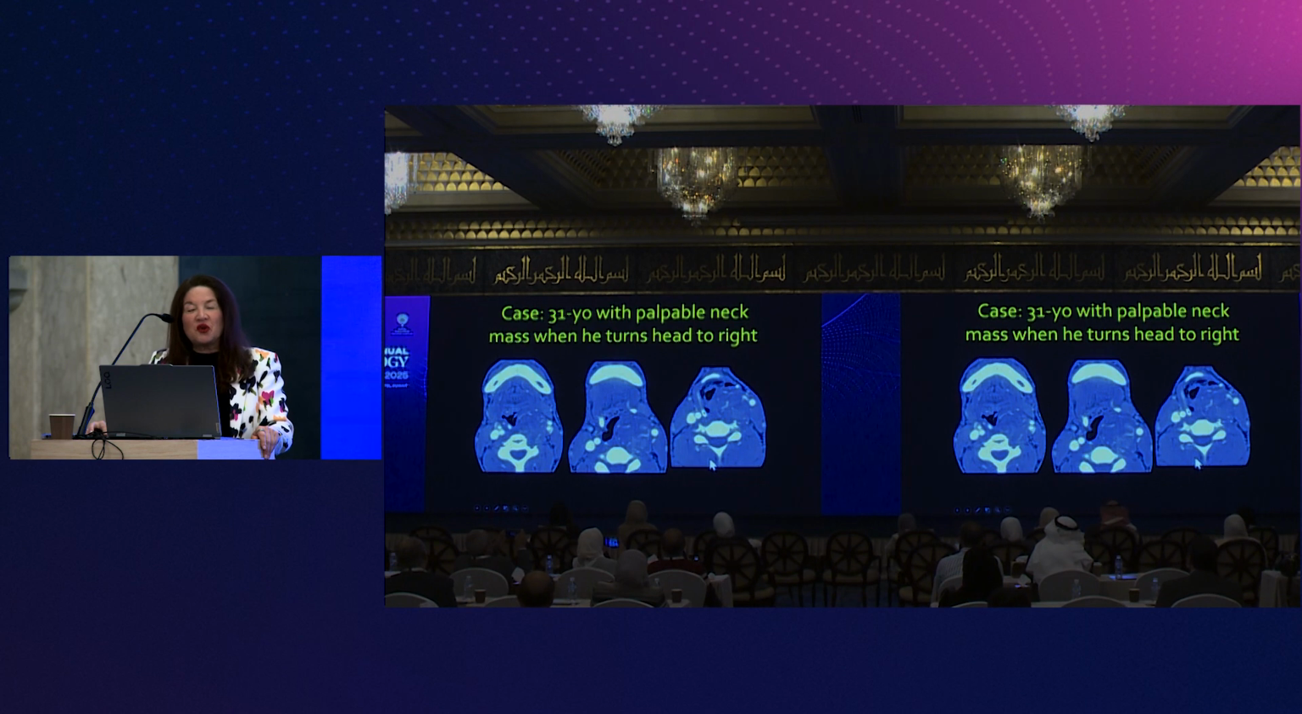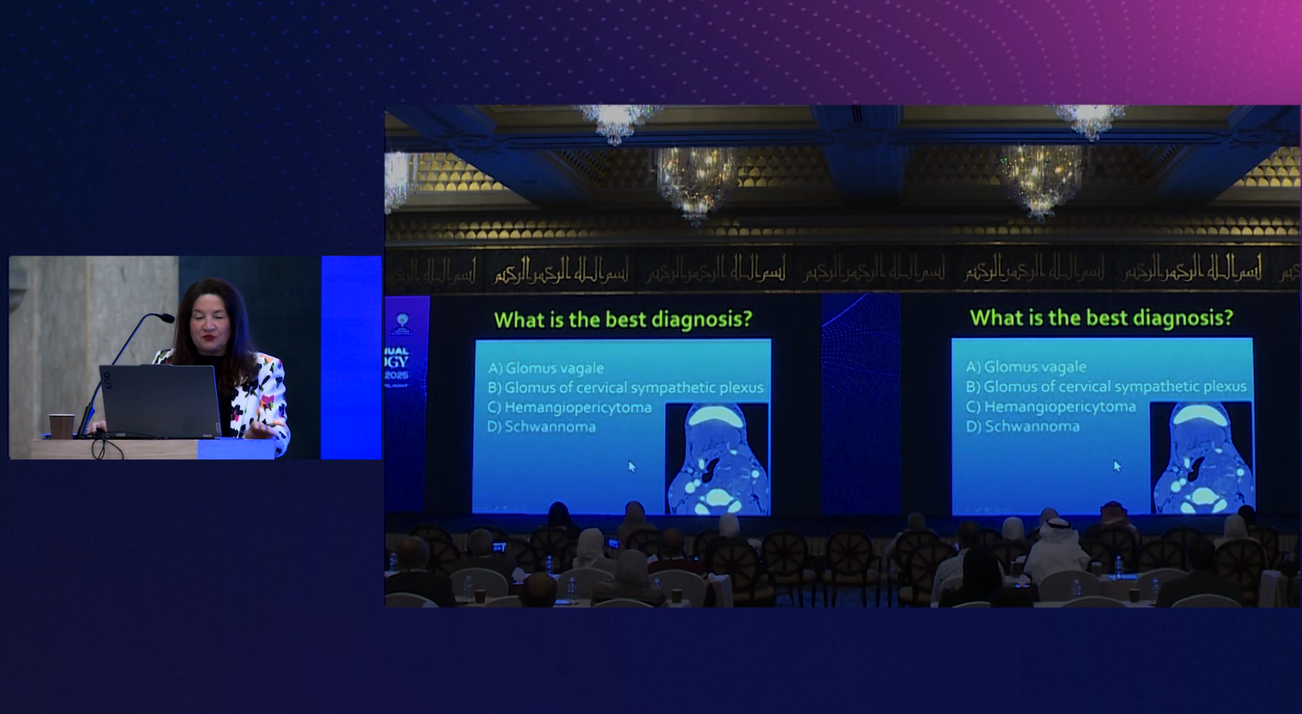Okay, this is a 31-year-old that came in with a palpable neck mass when he turned his head to the right. How many people think this is a paraganglioma? How many people think it's a schwannoma? Okay, so this is an important case. It got read as a paraganglioma, and it's important to remember that on CT you'll frequently see a tremendous amount of internal vascularity. It doesn't mean it's a paraganglioma, and in fact it's just vascularity. You don't see an avidly enhancing mass. If you're astute, you'll come down and you'll see, right, so we have the schwannoma.